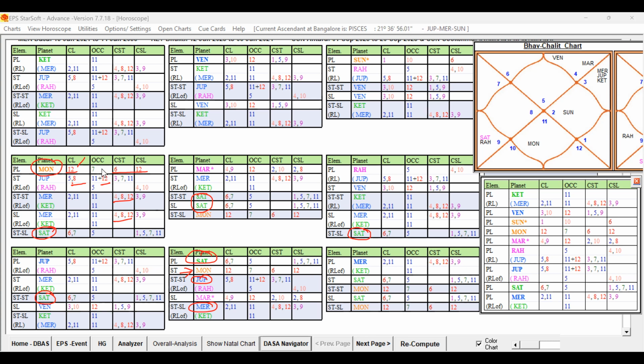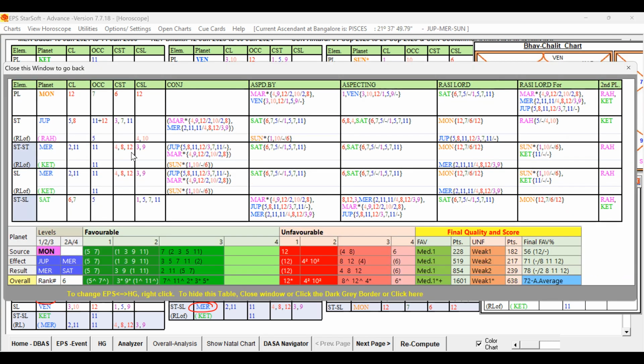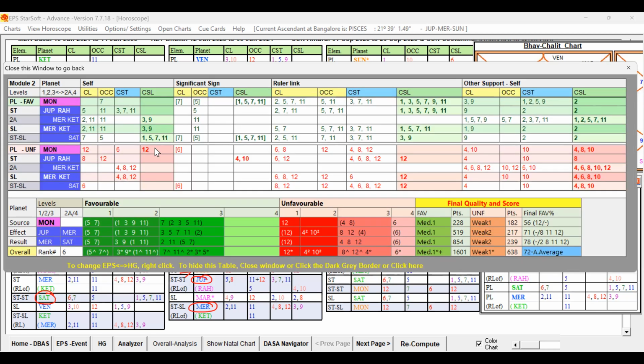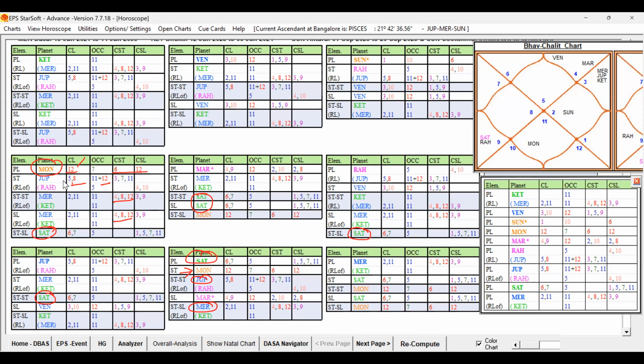If you look at the house grouping table of the Moon, let me swap this. You can see unfavorable key planets, unfavorable significators, 12, 6, 12, 8 and 12, 4, 8, 12, 4, 8, 12. Unfavorable 8 and 12, 6 and 12 all present at all levels. This is not good. It is indicating weakness. First level also weak, and the remaining levels are supporting the 8 and 12. So Moon is not strong, so we can eliminate Moon. Moon is not going to favor.